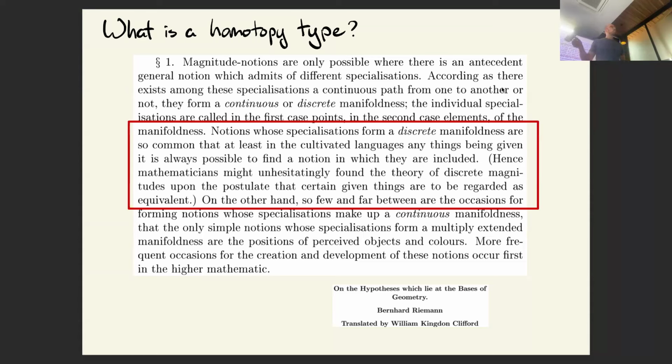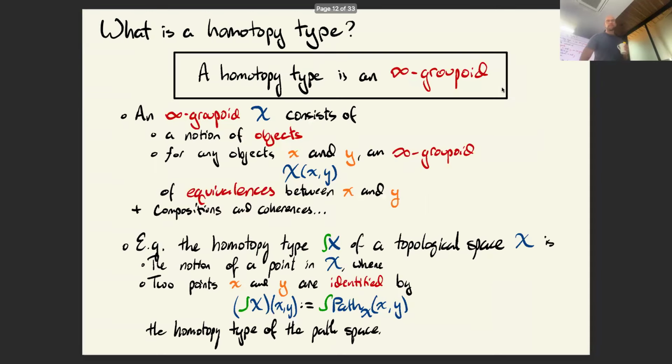The main idea is that discrete notions in mathematics are to be understood by, again, they don't have paths in them, but they are also fundamentally based on having individual specializations, which we then understand what it means for them to be equivalent. And so now we can come to our definition of homotopy type. It's a loose definition. I'm not going to give a precise one here.